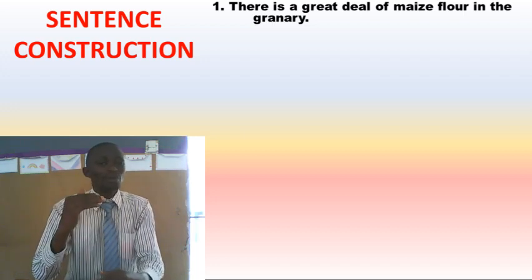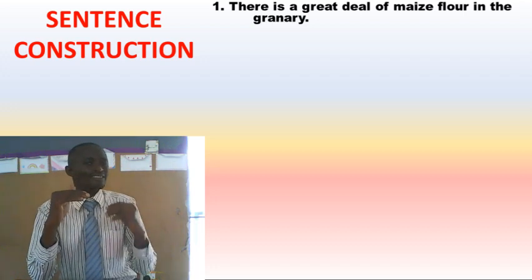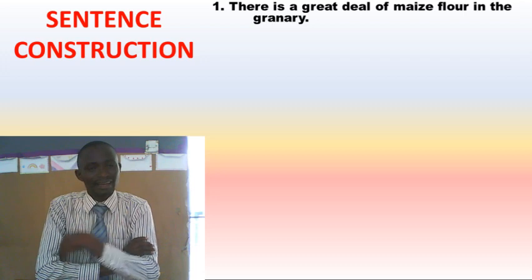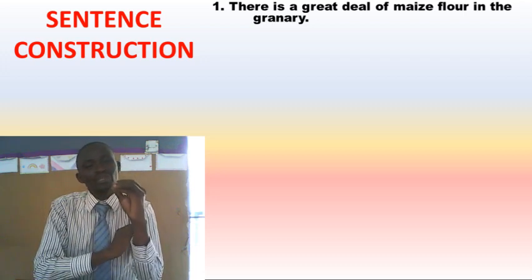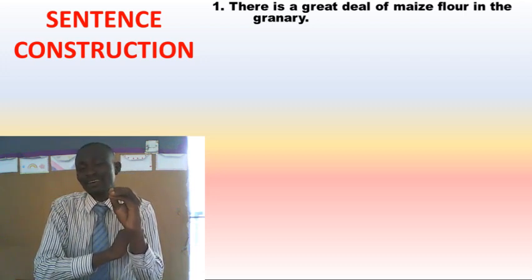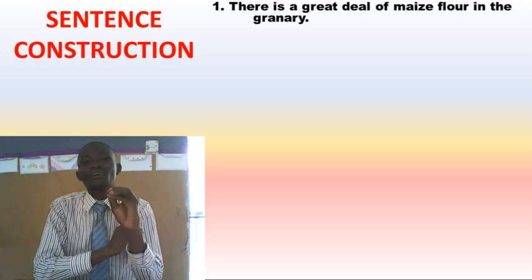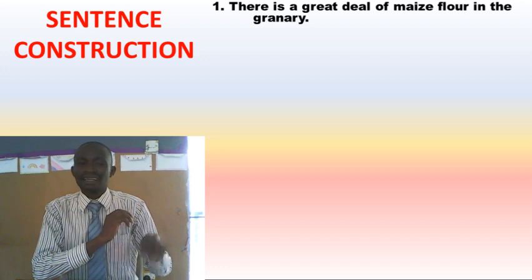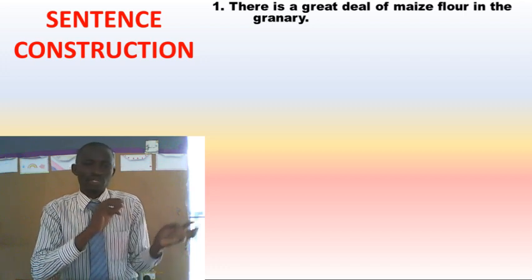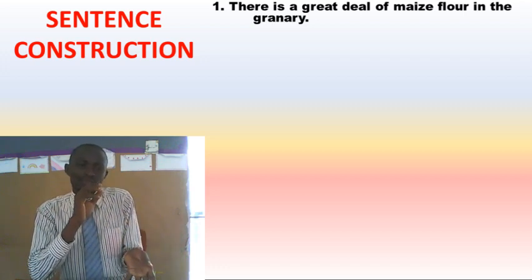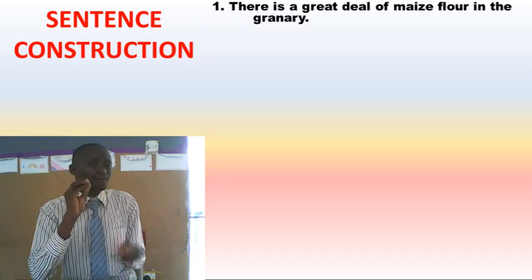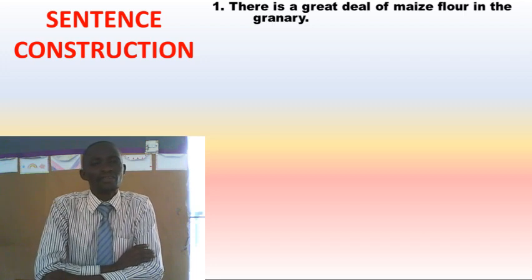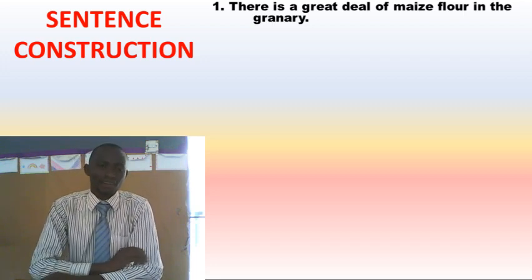I know people have always used it as, there is much maize flour. You must have heard people say that. That is what we term as a grammatical error. Much is used in a negative sentence and in an interrogative sentence. If you want to bring our idea in that respect positively, much must change to a great deal of. That's why our sentence says, there is a great deal of maize flour in the granary.